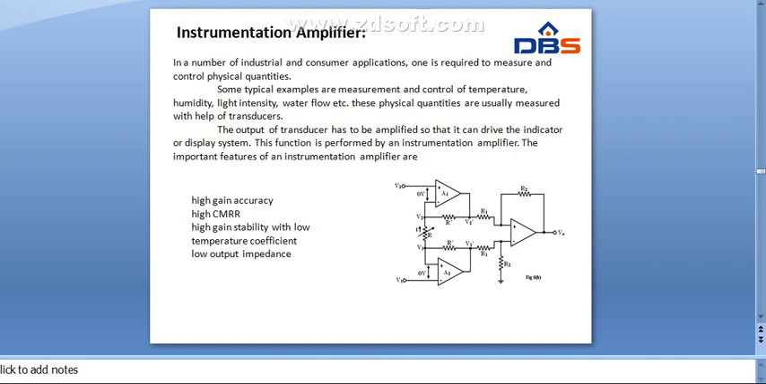Next feature is low output impedance. It is to avoid the loading effect on the next stage. So to avoid the loading effect on the next stage, the output impedance must be low. Next feature is high CMRR.